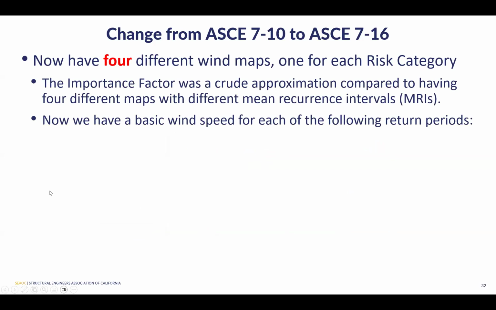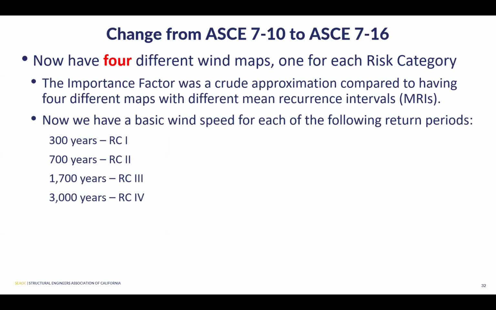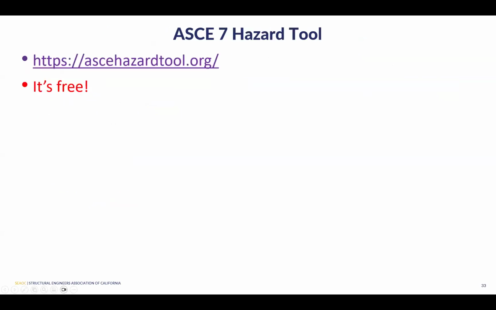So now we have basic wind speeds for each of the following return periods. Risk category 1 is 300 years. Again, that's for kind of unoccupied structures, very low risk to humans. 700 year is the average return period for risk category 2 structures. So you remember fastest mile, we were designing for a 50-year return period, and those were allowable stress. Now we're in strength design, and we're designing for up to 3,000-year return periods. So every 3,000 years, on average, you'll see a storm that's equivalent to what risk category 4 structures are designed for.